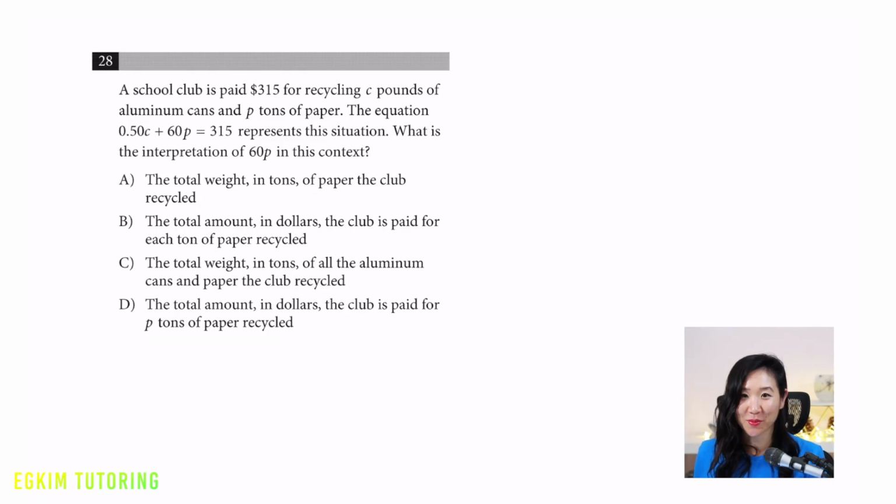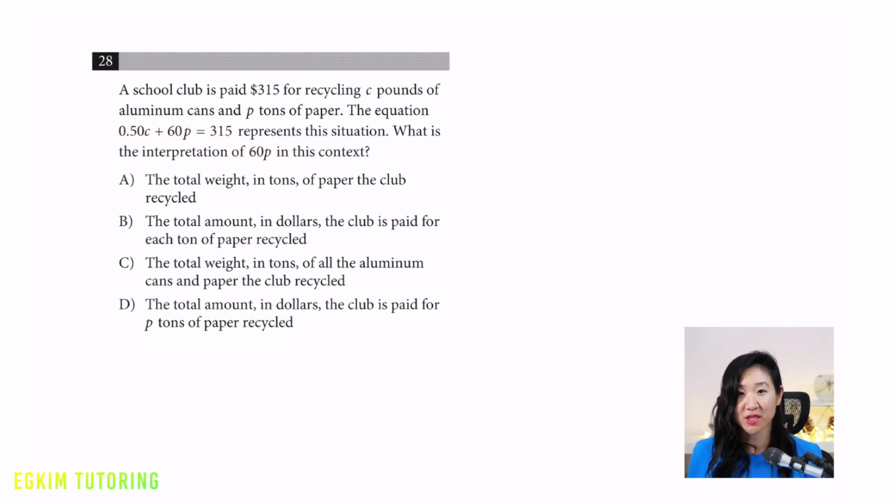Question 28 looks like a word problem. Let's go ahead and read it. It says, a school club is paid $315 for recycling C pounds of aluminum cans and P tons of paper. The equation here represents this situation. What is the interpretation of 60p in this context?